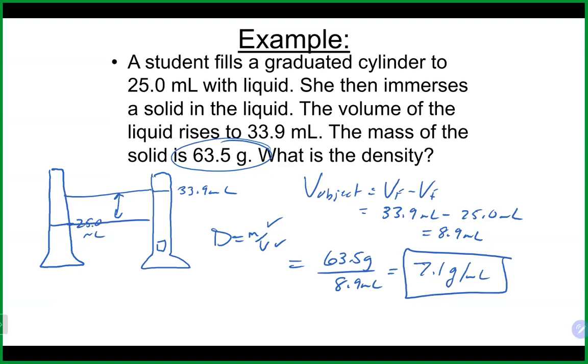Sig fig wise, it's really determined by the first thing that we did, which was the subtraction, where we should go to 1 decimal place, which actually gave us 8.9. And that has 2 significant figures when we do the last part of our calculation, which is dividing 3 significant figures by 2 significant figures. So we end up with 2 for our answer at the end. Any questions on that?